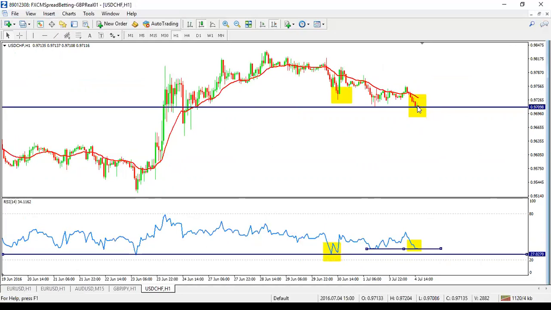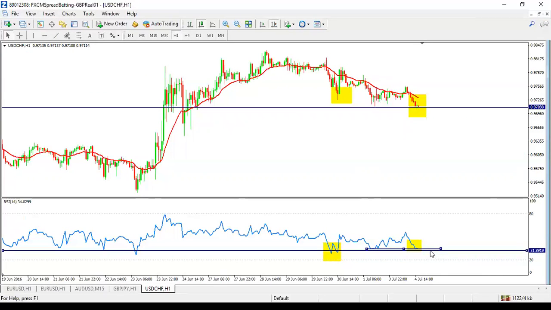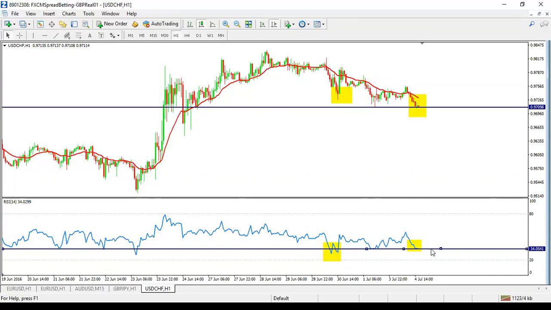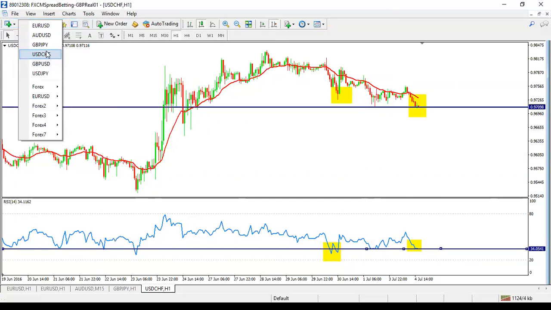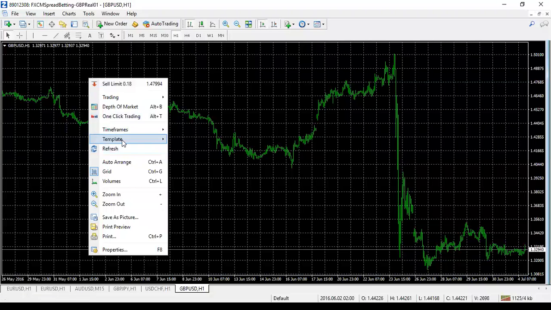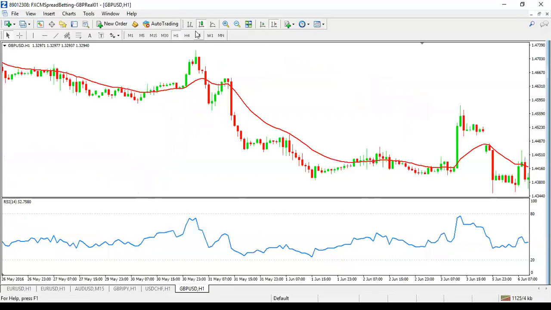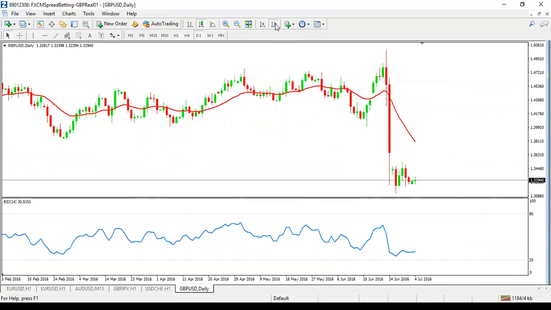Could break this level. If it breaks this level, then we'd be looking to go down. The RSI is at 34 zones, so it's nearly oversold. So that's just another idea. That's what we need to be doing, just constantly analysing the GBP USD, straight to RSI, onto the daily.